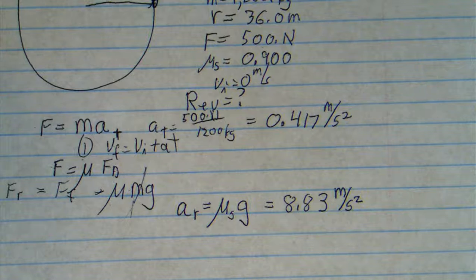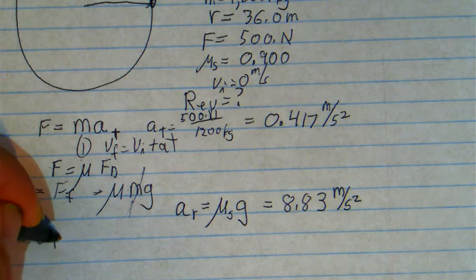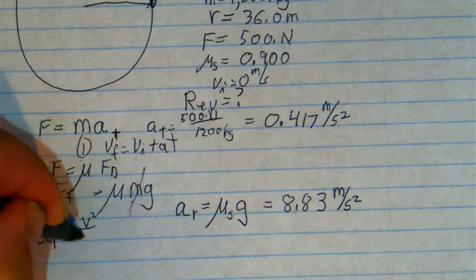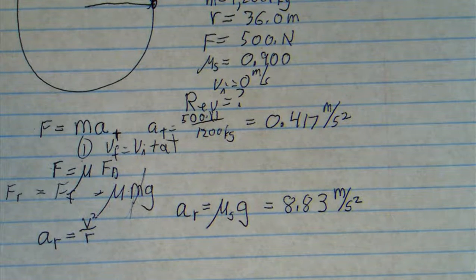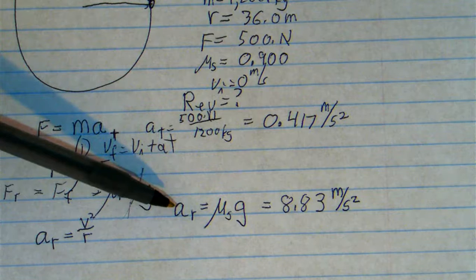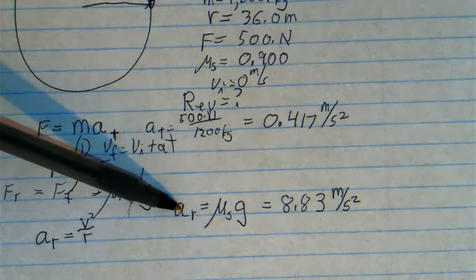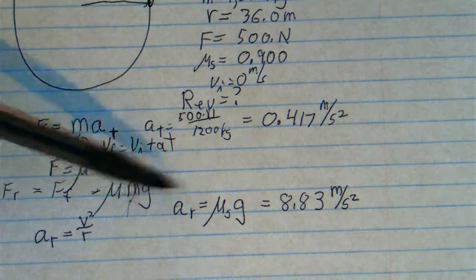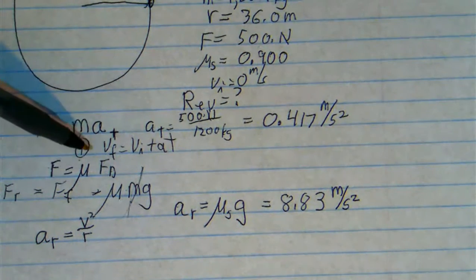Well, radial acceleration is v squared divided by r. Actually, I see I'm overlooking a factor here. I'm thinking that I've done everything correctly so far. Yeah, so I've made a mistake. I'm sorry, I've made a mistake.